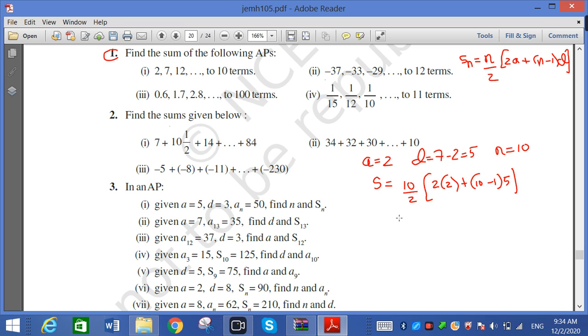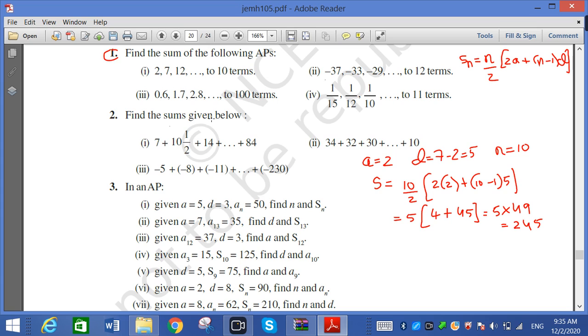Now we can solve this. So cut karsu to 5. 2 into 2, that is 4. 10 minus 1, that is 9. 9 5s are 45. So 5 into 49, that is, 4 plus 45 is 49, so 245. So these are all easy sums.